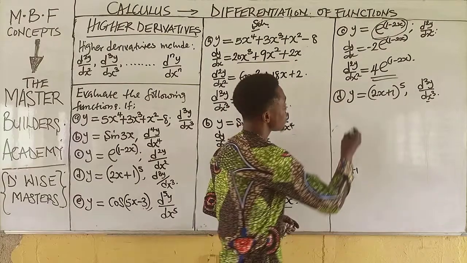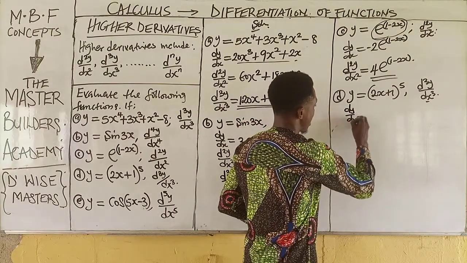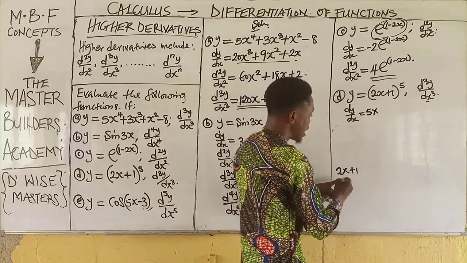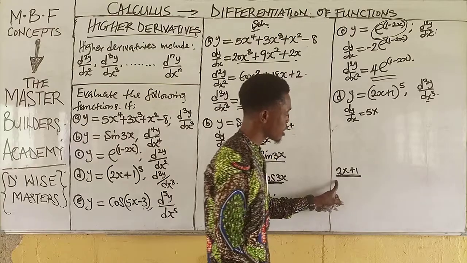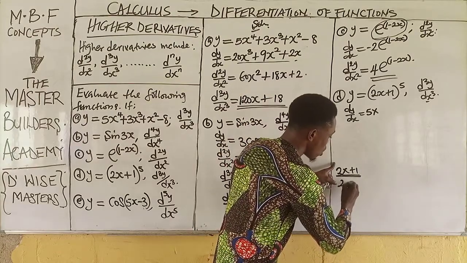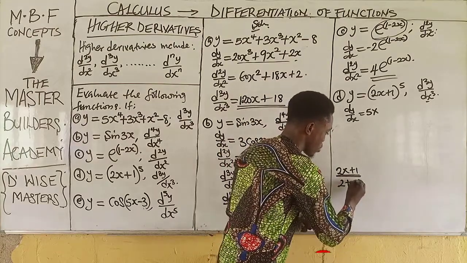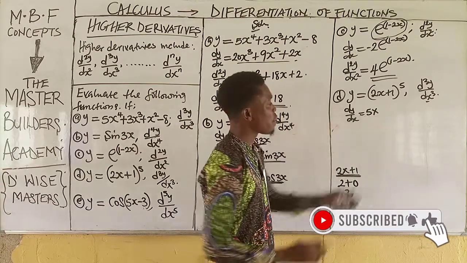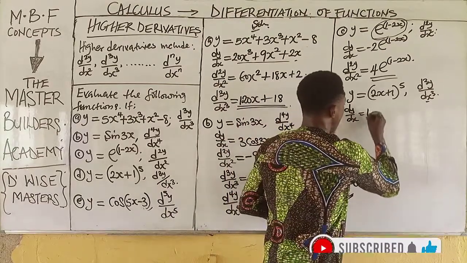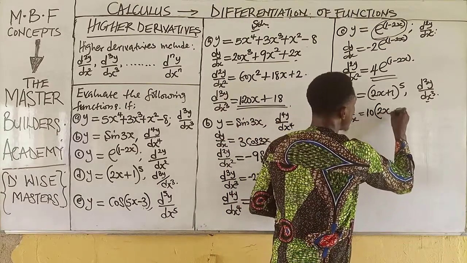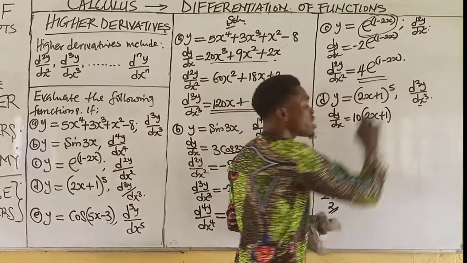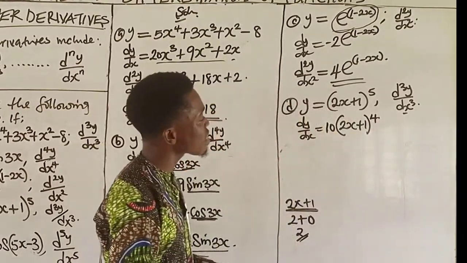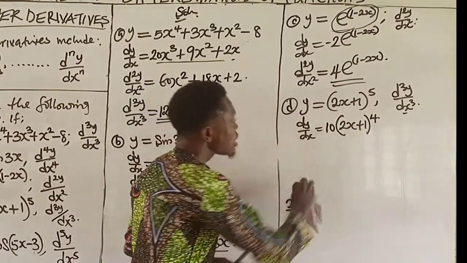5. So what we do, we have dy over dx is to first of all pull down the power, which is 5, multiplied by the derivative of the function of x with respect to x. When I differentiate 2x, I have 2. When I differentiate 1, being a constant, I have 0. So 2 plus 0, I have 2. Then I will multiply 5 by 2, and this will give us 10. Then repeat the given question and reduce the power by 1. This is the answer for the first derivative.